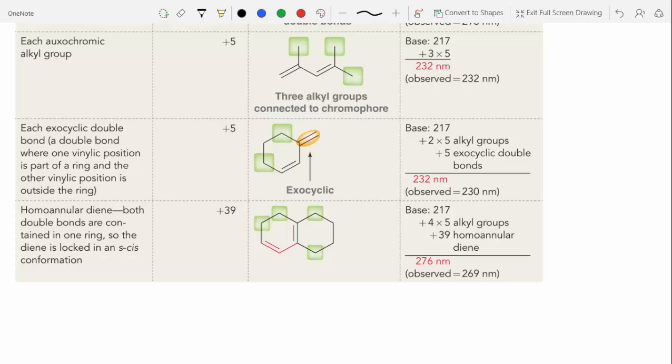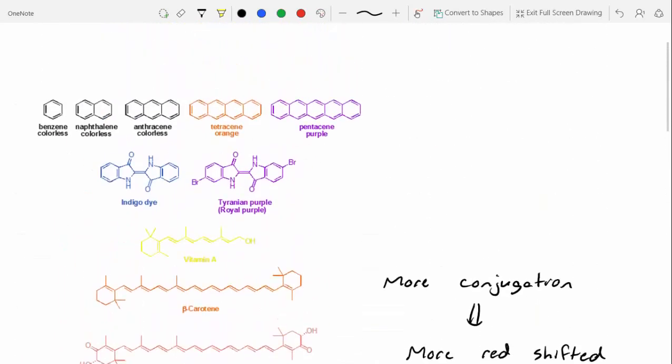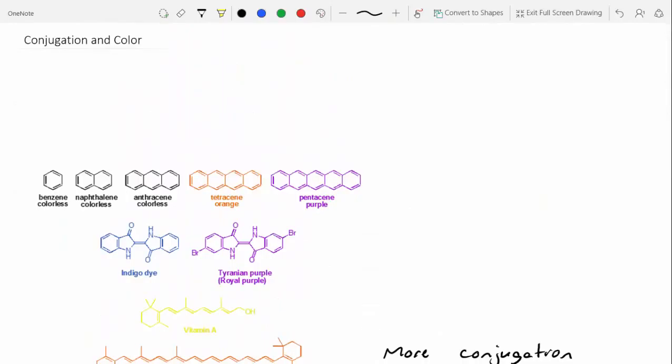I do have one question for you guys. Going back up here. So if we look at this, this goes more red shifted. But then in this region we go from orange to purple, and this goes blue shifted. Does anybody know why? It's a really interesting phenomenon.